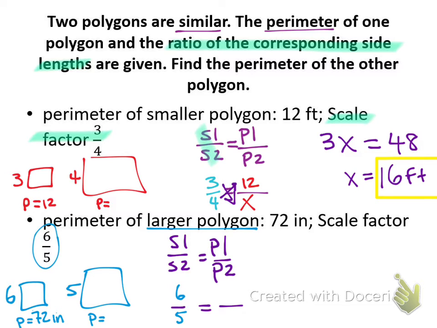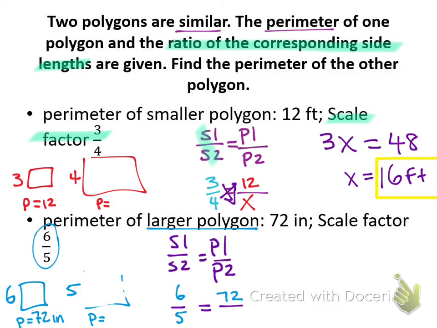Well, the larger polygon has a larger perimeter. So you're going to put 72 across from the larger number. Oh, so it's a bigger, not a bigger shape. Oh, yeah, I'm sorry. It's not drawn to scale. Sorry. He's confused because I made this smaller than this one.